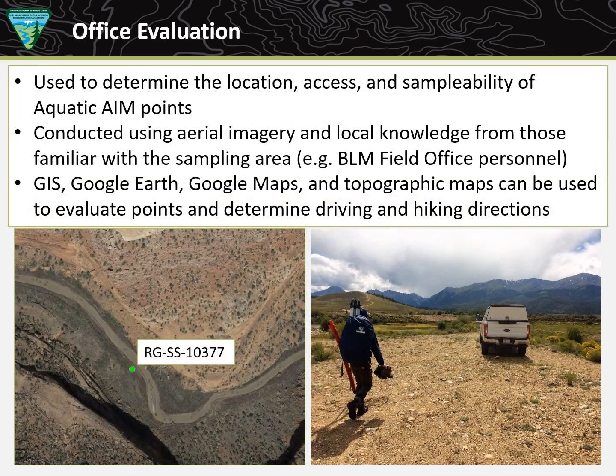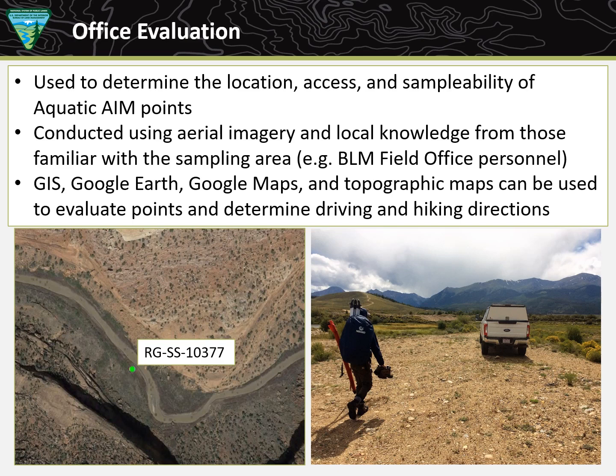Office evaluation is used to determine the location, access, and sampleability of aquatic AIM sample points. Virtual evaluation is commonly conducted using aerial imagery and local knowledge from those familiar with the sampling area, such as BLM field office personnel. Tools like GIS, Google Earth, Google Maps, and topographic maps can be used to evaluate points and determine driving and hiking directions.